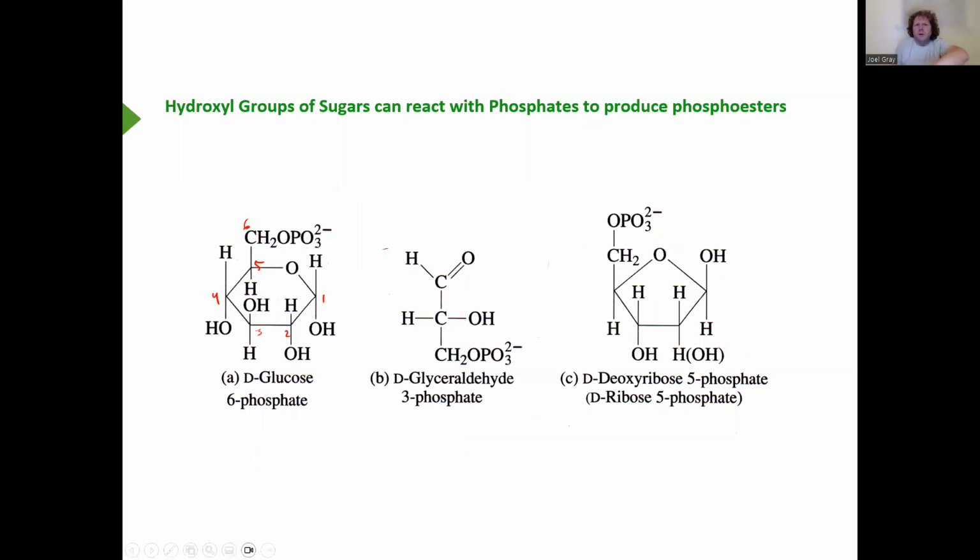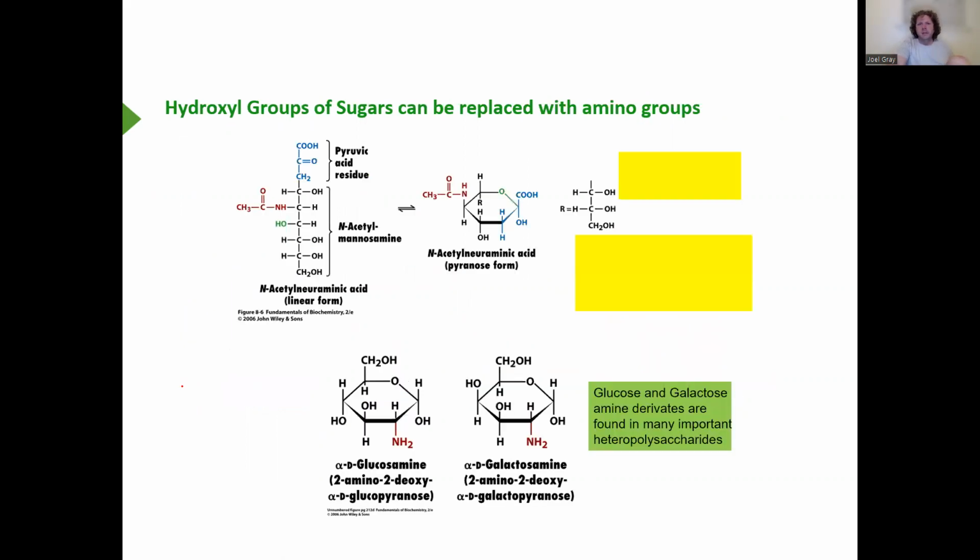So in a nutshell, whenever you want to draw a phosphorylated sugar, basically just replace the hydroxide group with OPO3. So here what we have is glucose 6-phosphate. And you can imagine if you wanted to draw glucose 4-phosphate or glucose 4,6-phosphate, it would be OPO3 2 minus. Okay. So there's two other examples, D-glyceraldehyde 3-phosphate and deoxyribose 5-phosphate.